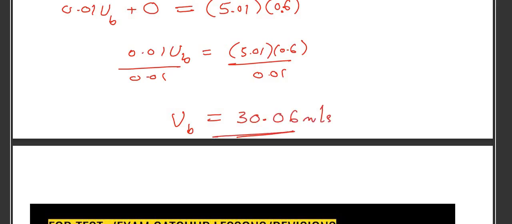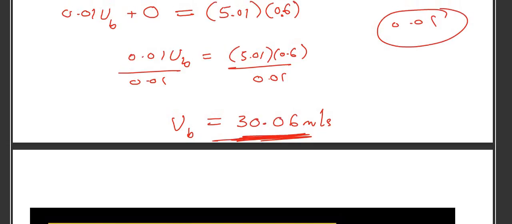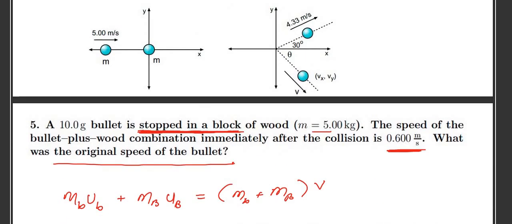So you're getting this, which makes sense because look at the bullet. The bullet is very light. It's like 0.01. In comparison with the mass of the block, it's like a tenth or something. It's very, very small. So it's expected that the initial velocity of the bullet was very high. But then it gets stuck into something really big. 5 kg is very big as compared to 10 grams. So that's how the velocity of the combination of these two reduces down to 0.6 meters per second.